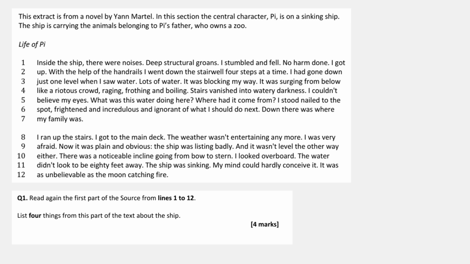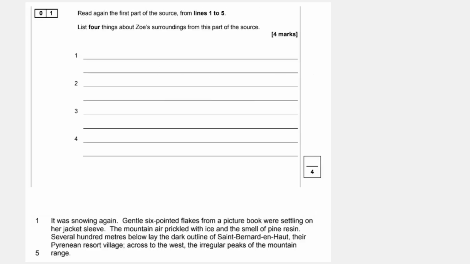Right, we've got one more example for you to have a go at. Have a look at this question, pause the recording, and then I'll come back in a second to have a go at giving you some answers.